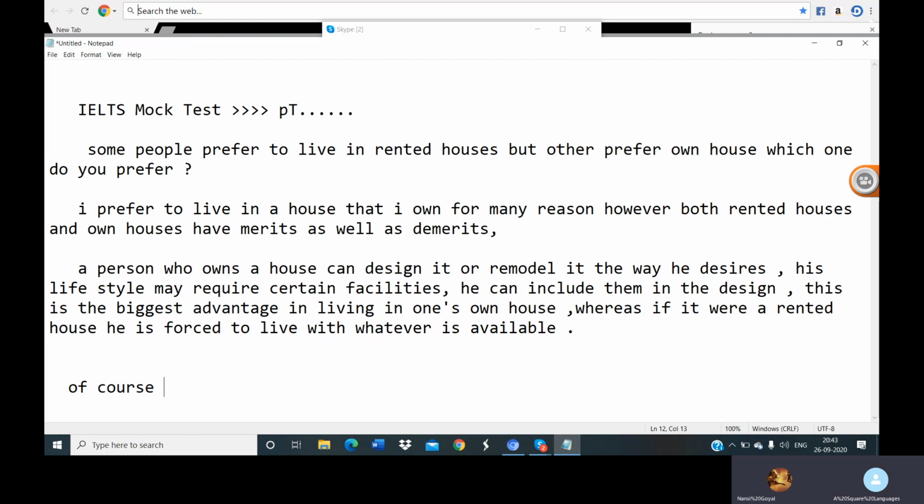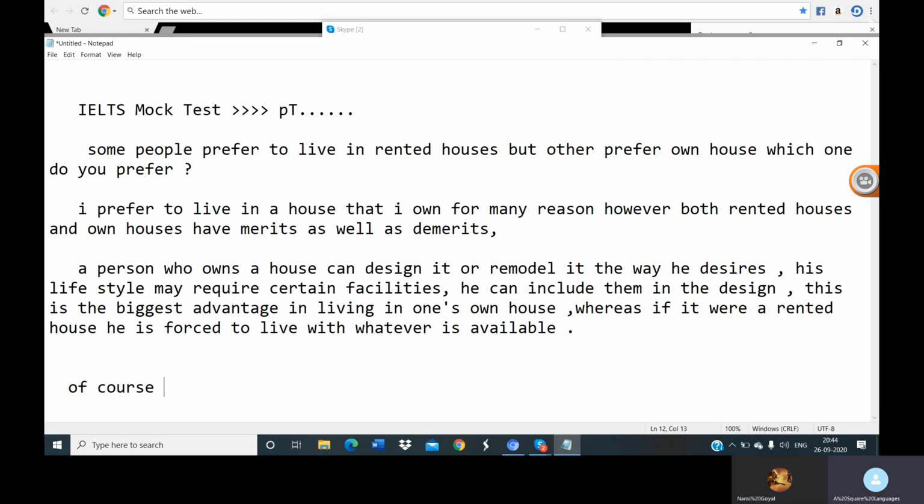He can modify his house's walls, as well as the kitchen and balcony, according to him. He can modify his house according to his financial condition, according to his mindset, according to what he wants exactly.